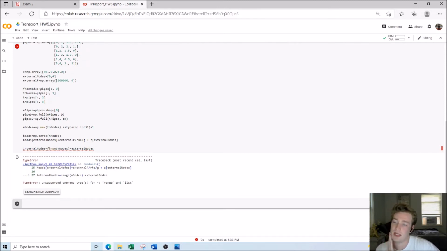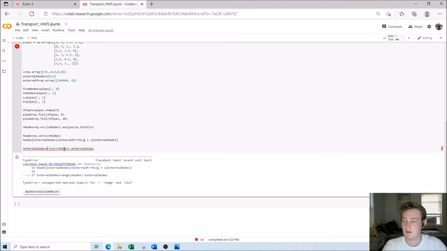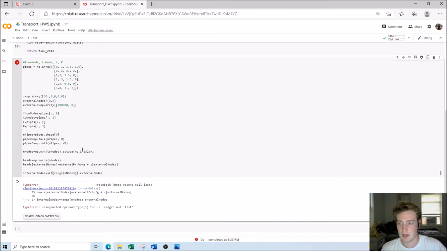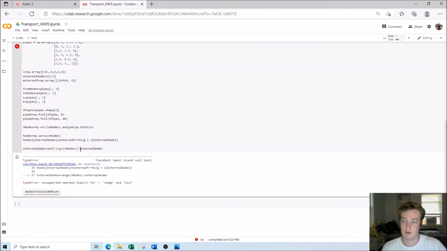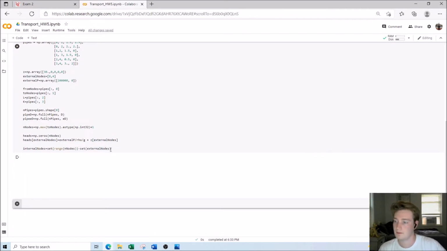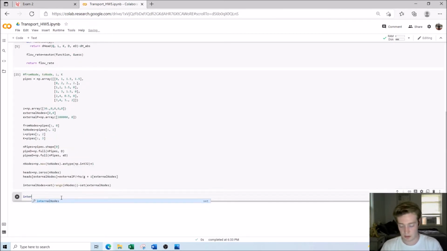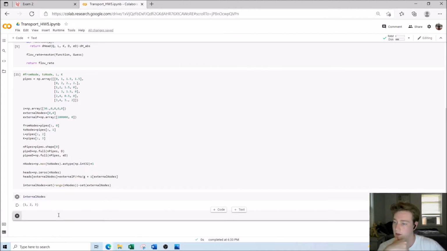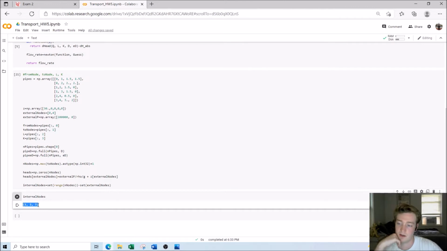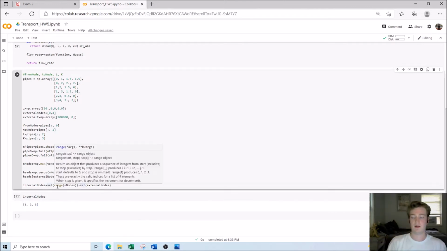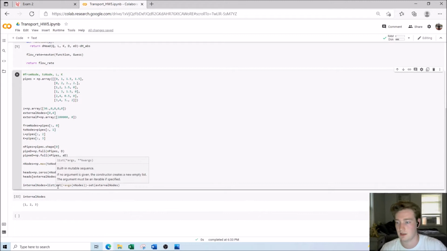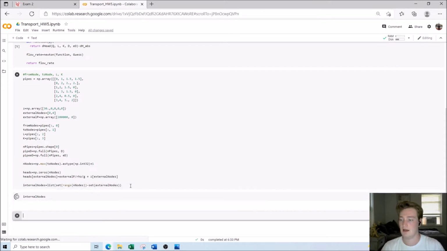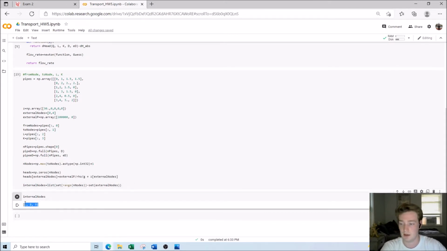So what we want to do is, I believe we can change these to sets. So if we do that, minus a set of the external nodes. So a set of the external nodes. Does that work? Yes, so internal nodes. Let's take a look. All right, it's a set still of 1, 2, and 3. So we're getting close. We want to convert that back to a list. So a list, just like that. Now if we take a look, boom, it is a list.